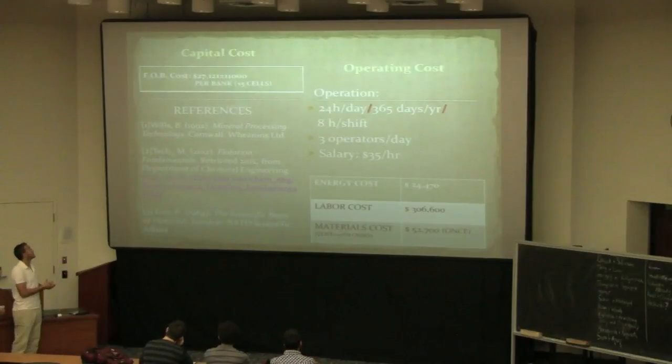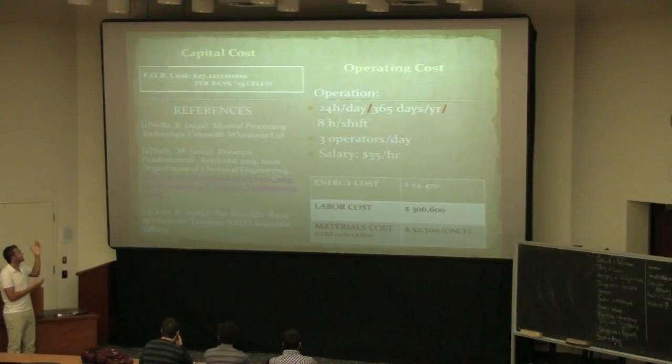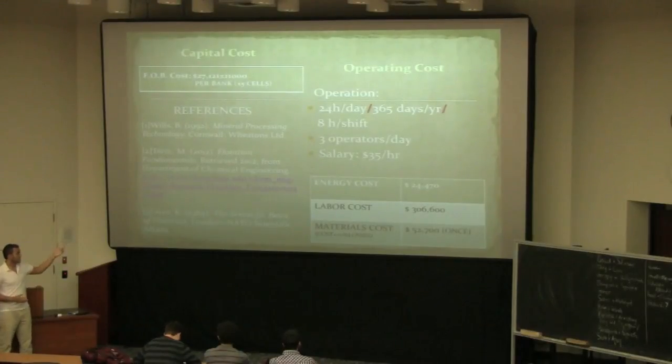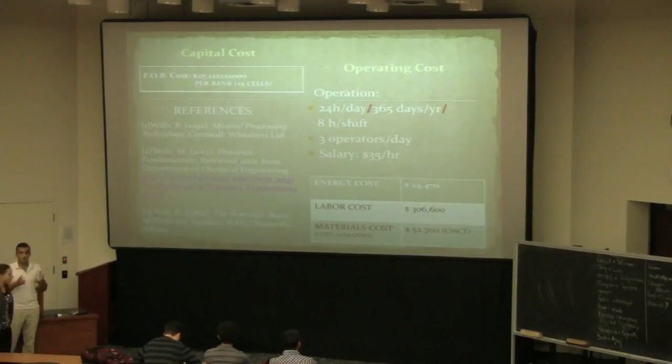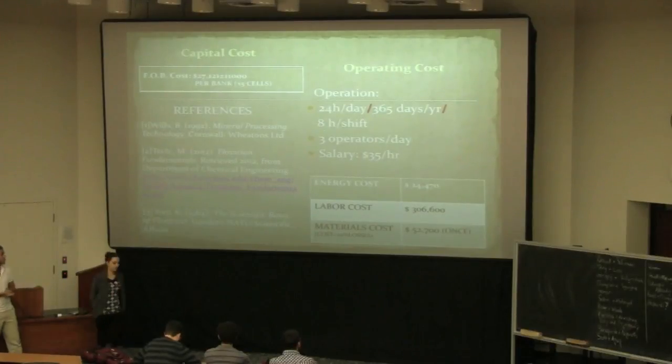Now for cost estimation, you have two main costs, capital cost and operating cost. Capital cost is basically the FOB cost, which is around $11,000 to $40,000, and it's per bag. Each bag contains 5 cells, and it's around 10 meters cubed per cell. As for operating costs, we have material, labor, and energy costs. The material cost is paid once every year, which is around $50,000, which includes the losses in material during the operation.